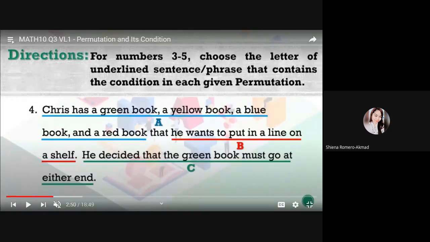Pero be careful ha, hindi lahat ng sentence na may word na must ay contains the condition. There are times na iba yung gamit natin dun sa word. Okay, pero this time sa letter C, decided that the green book must go at either end. By specific situation siya binigay, parang direction for you to understand where to put the green book. So that contains the condition.